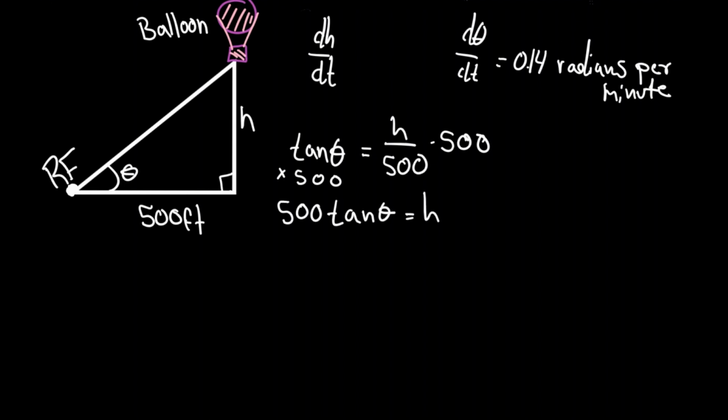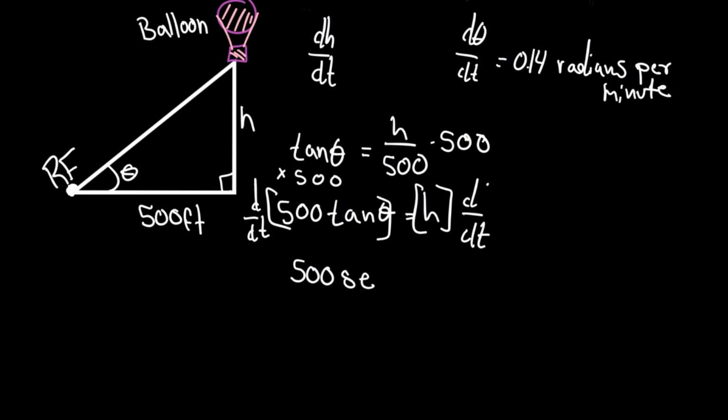And now we can do the implicit derivative. So we can do d over dt on this side and d over dt on the other side. And when we apply the derivative of tangent, it's just going to be secant. So we have 500 secant squared of theta, and then we do the derivative of theta with respect to time, so d theta over dt, is equal to the derivative of h with respect to time, which is going to be dh over dt.